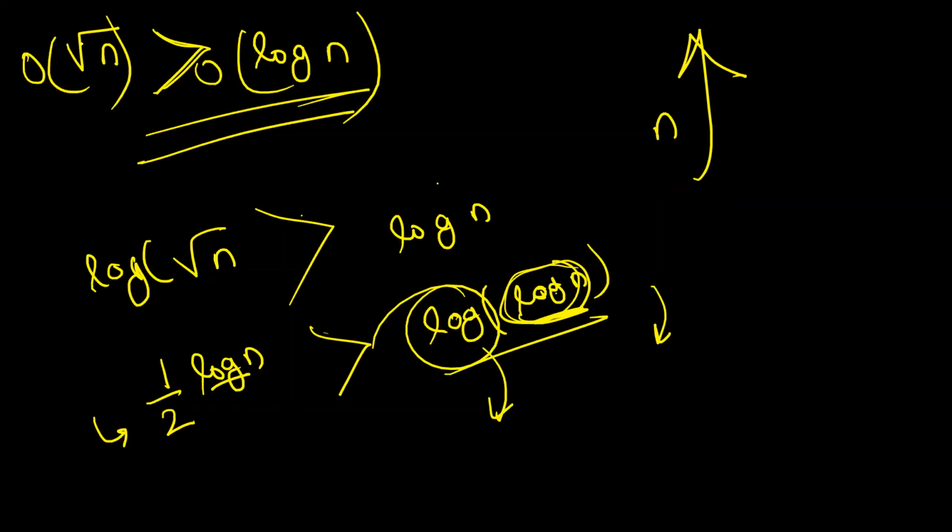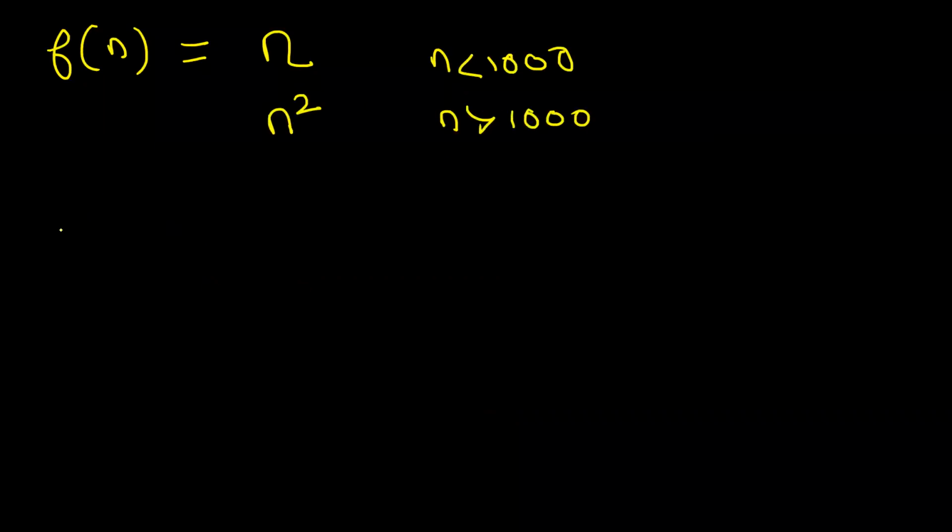Help me. I tell you, boss, you have a function f of n, which is running in n when n is less than 1000. Okay. And it is running in n square when n is greater than 1000. Okay, let's talk of this. So can you tell me the asymptotic notation? What is the worst case runtime of f of n? What do I say? Do I say big O of n, big O of n square? What? Big O of n square.